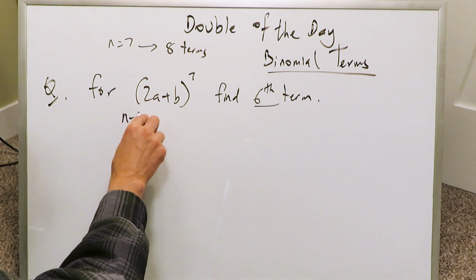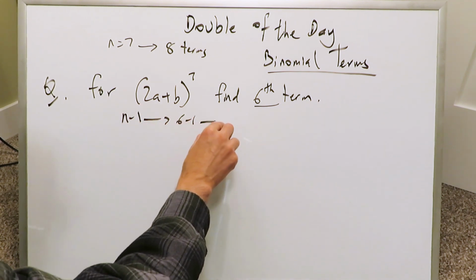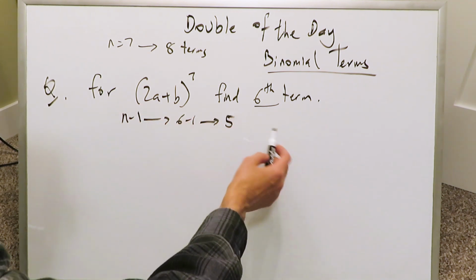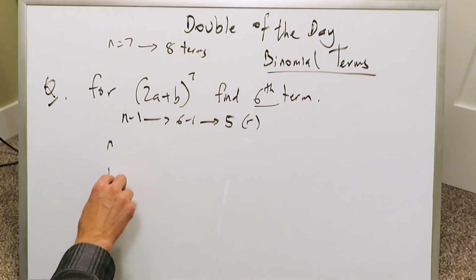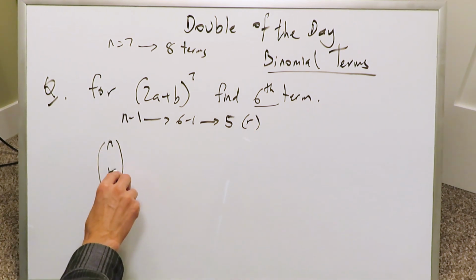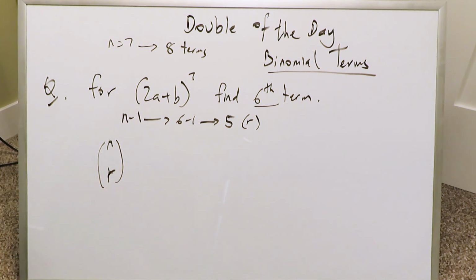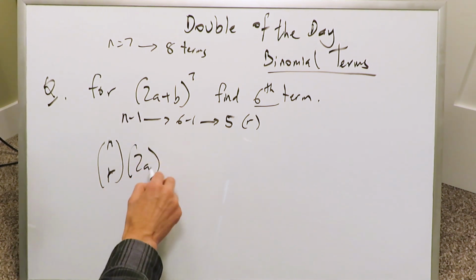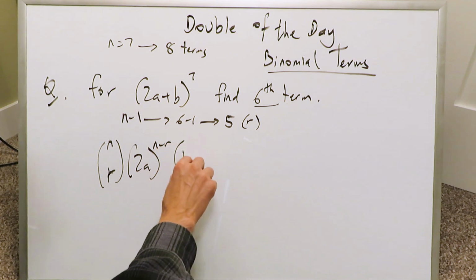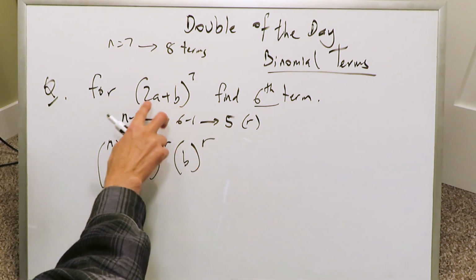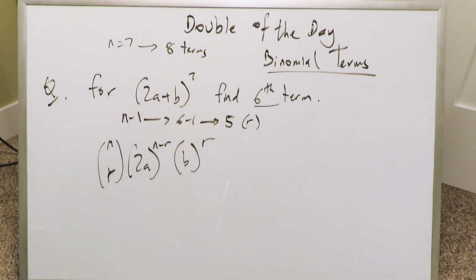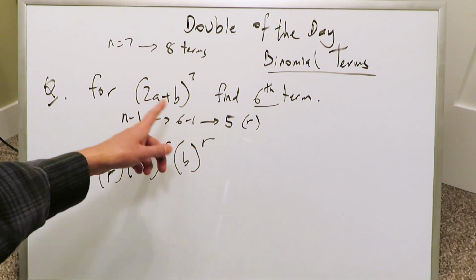You do n minus 1, which is 6 minus 1, so you're actually looking here for a 5. That's your r value, 5. I wouldn't say this is the formula, I would say this right here is your setup: 2a to the n minus r, and then b to the r. This could have been x and y, 2x plus y. You could use any letters, any variables. I'm just using a and b.